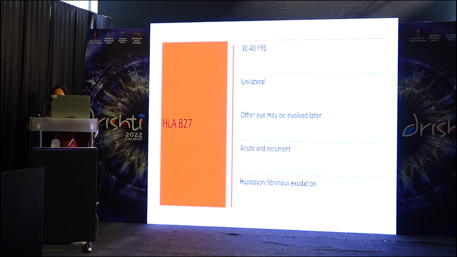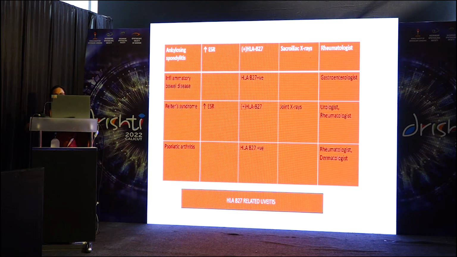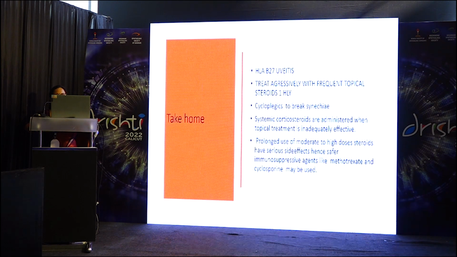This is mostly HLA-B27 related uveitis, usually seen in 30 to 40 years of age, unilateral. The other eye may be involved later, and they are associated with hypopyon and fibrinous exudation. These are some of the other causes of HLA-B27 related uveitis, and history taking is very important so as to make the diagnosis. Now, the take home is, how do we treat this HLA-B27 uveitis?